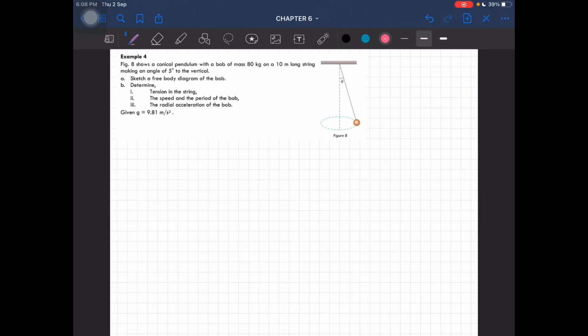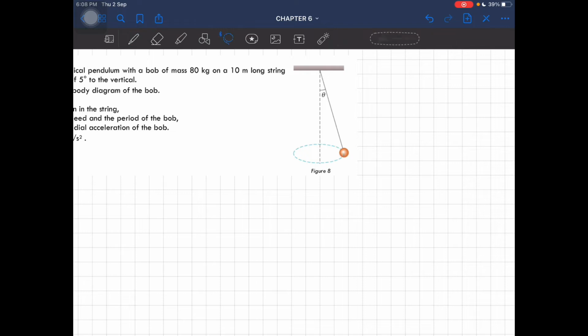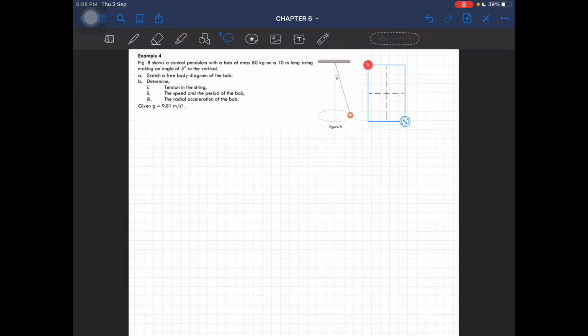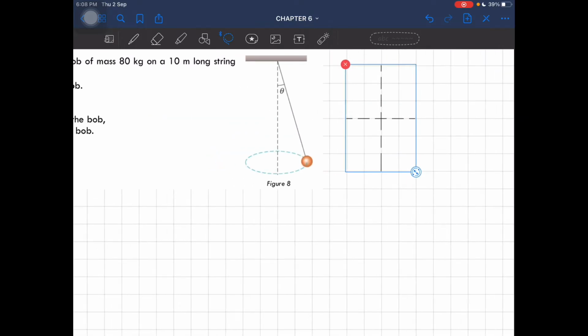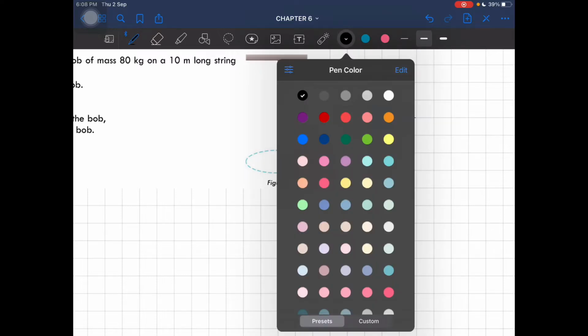Right, let's do example number 4. Okay, so let's firstly draw the free body diagram. So, free body diagram, we have the ball here, and then let's draw the forces experienced by this ball.